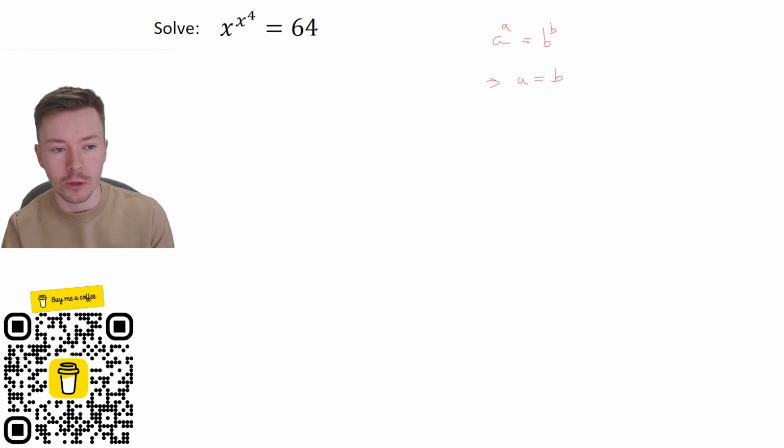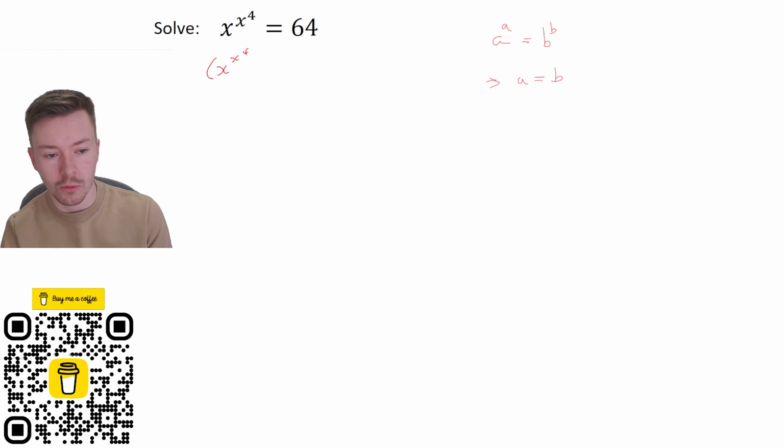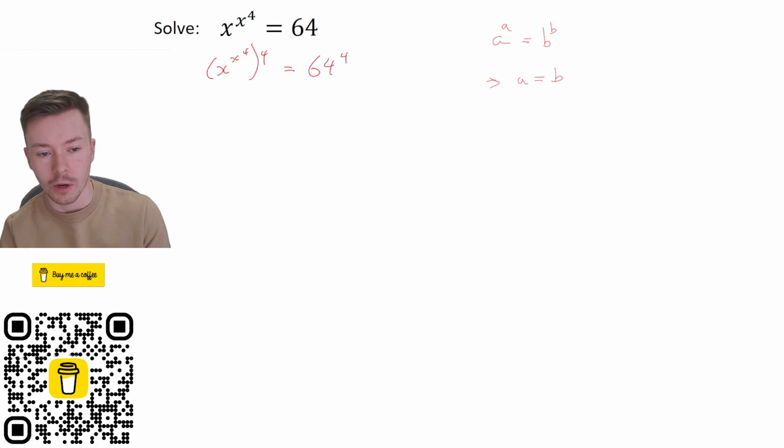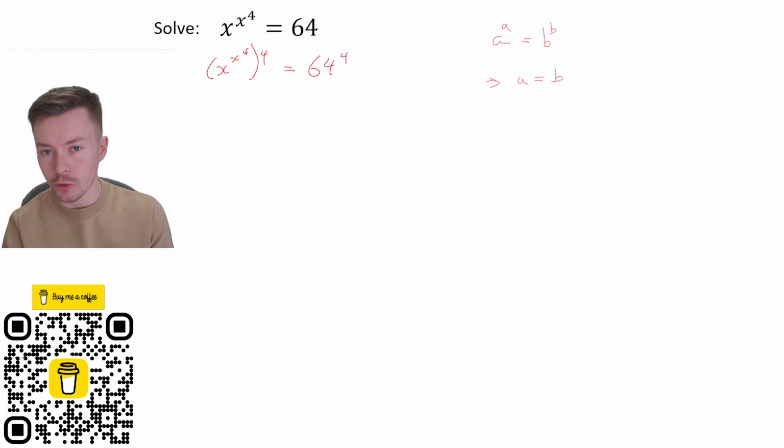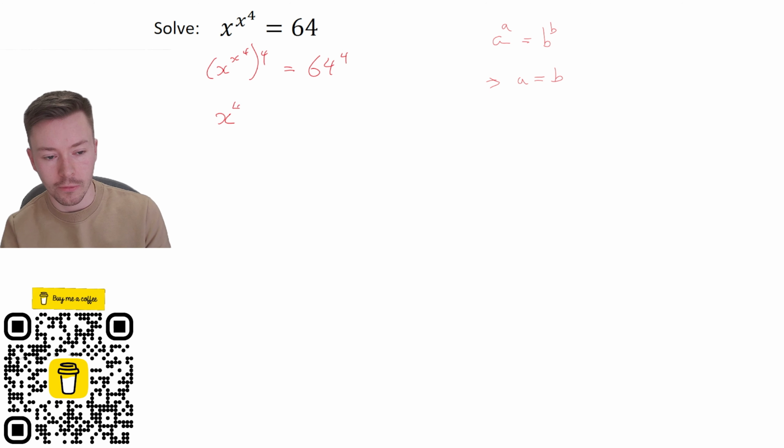So first thing I'm going to do is put both sides to the power of 4. So I'm going to have x to the power of x to the power of 4, to the power of 4, is equal to 64 to the power of 4. I'm going to start sorting the left-hand side out. When I've got power inside and outside my brackets, that means I multiply them using the laws of indices. So I get x to the power of 4x to the power of 4 is equal to 64 to the power of 4.